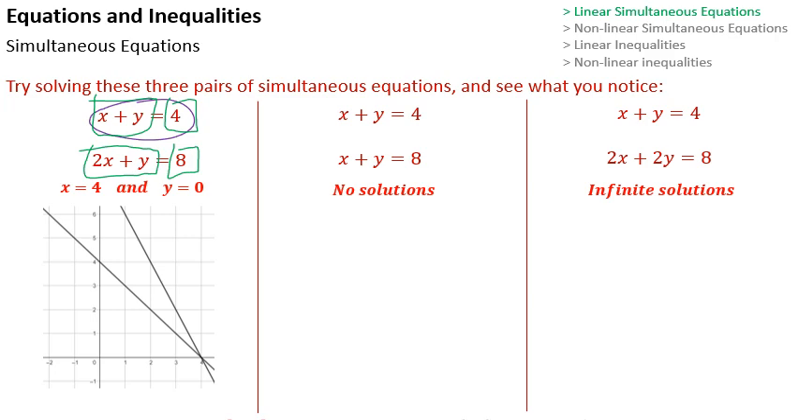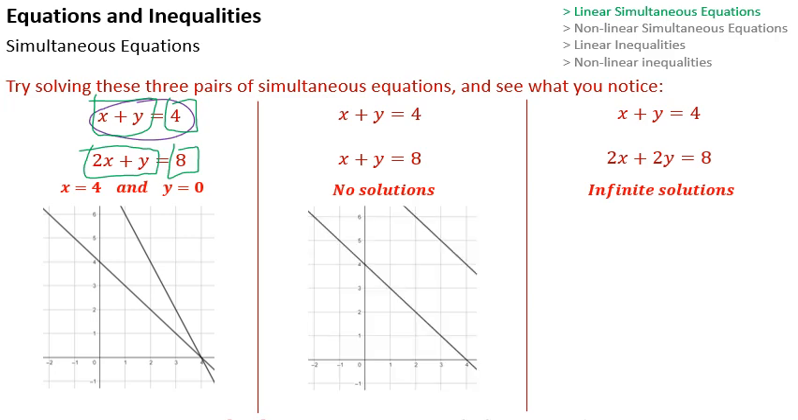Graphically, this is what they look like. If you've got a pair of straight line equations that represent different lines and those lines are not parallel, then they will cross somewhere. And what we're doing by finding the values of x and y that satisfy the equations is identifying the point where the two lines cross. If they have no solutions because the two lines are parallel, then the straight lines are never going to cross because they're going in the same direction.